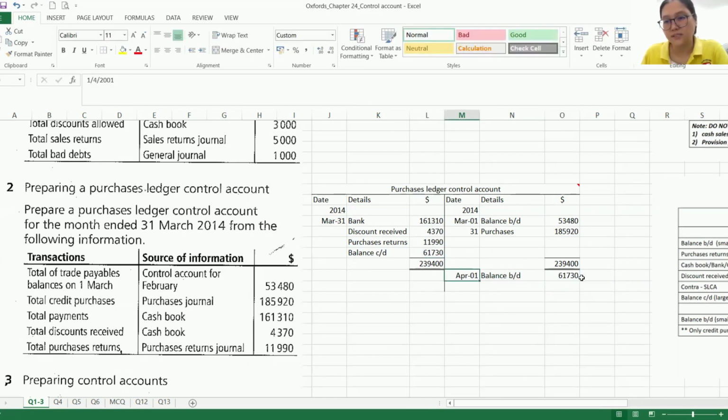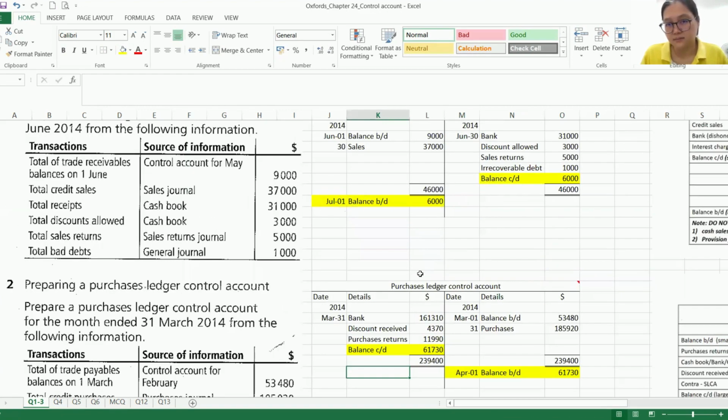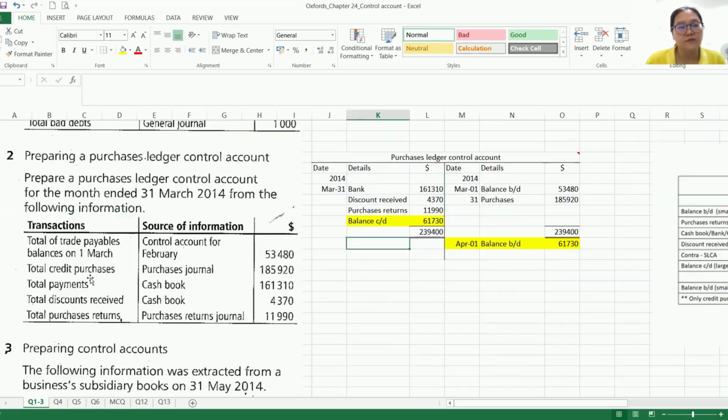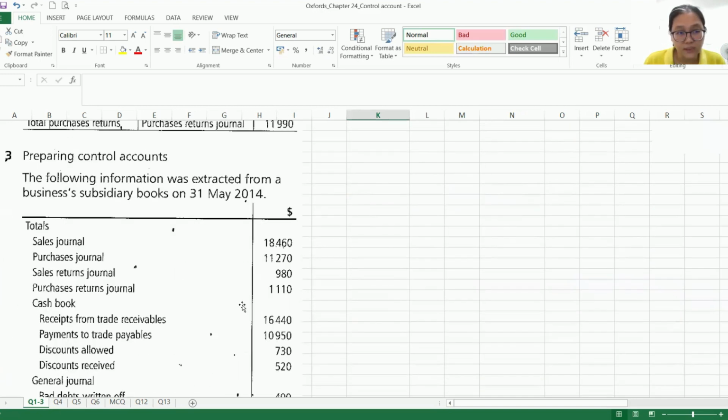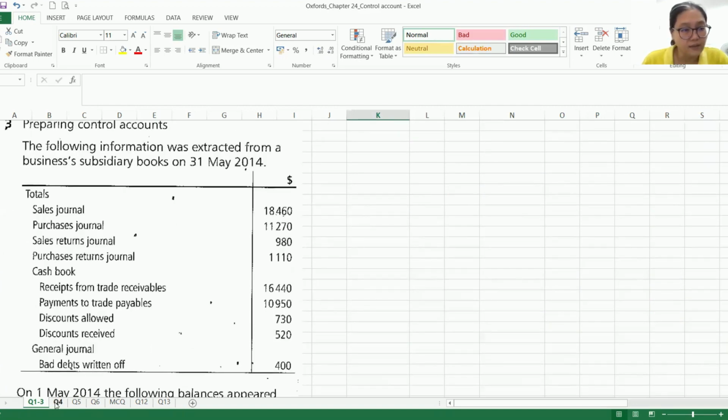Okay, so this is the information that you will get for the purchases ledger control account and the sales ledger control account. It is a different side for each. For question 3, I will not do it, so you all will do it yourselves. Now I move to question 5.